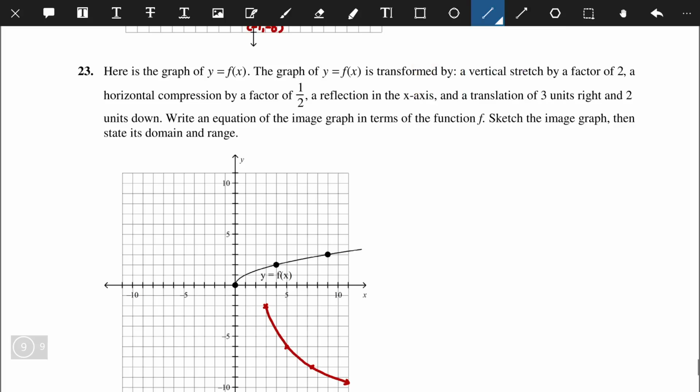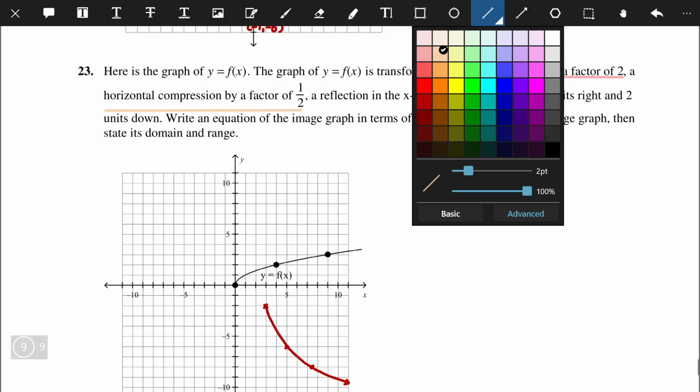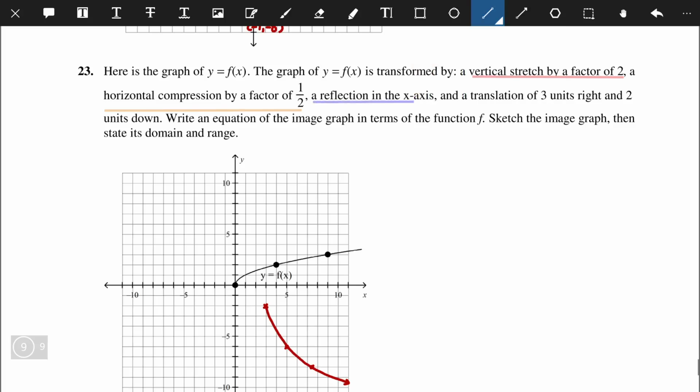So let's start by finding all the transformations. The first one was a vertical stretch by 2, and then is followed by a horizontal stretch by 1/2. And then afterwards, there is a reflection in the x-axis, followed by 2 translations. So one that is horizontal, 3 units to the right, and finally the last one, which is 2 units down.